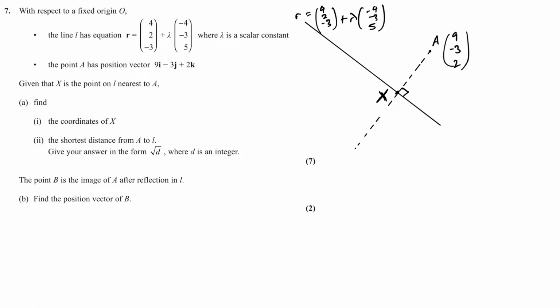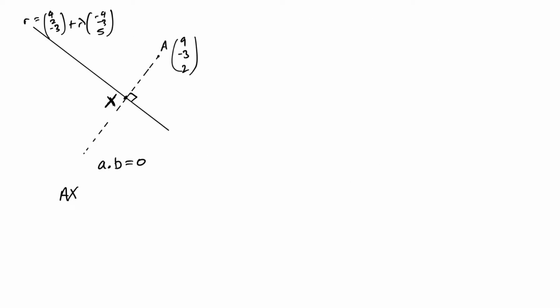Now, if they're at right angles to each other, then remember that a dot b is equal to 0. And for us to do that, we need to think about the two lines. So we know this line, but this one we're a little bit less sure of, because we can't just use this, because that would be A to the origin. We don't know if this line goes to the origin, but we know it's A to X. So that's what we want to find, the line AX. And AX is going to be X minus A.